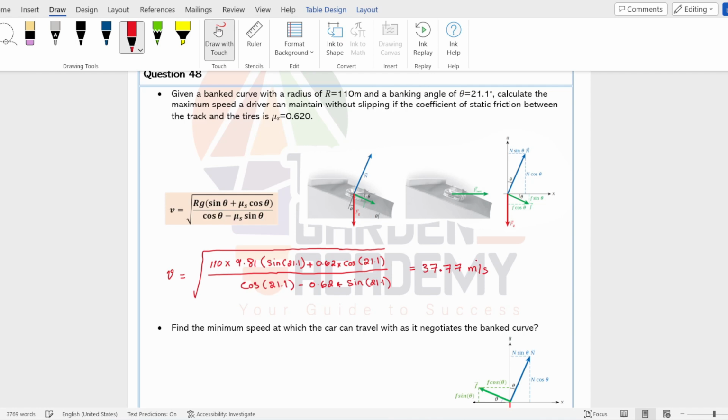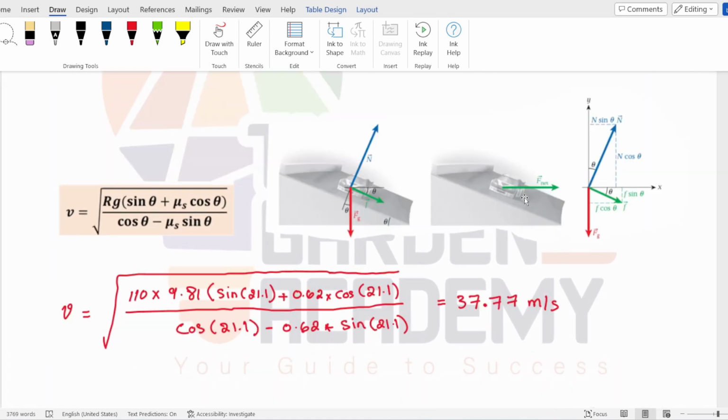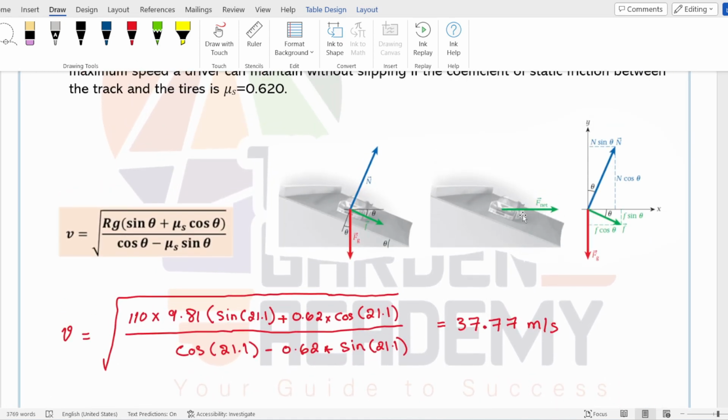Now, what about the next part? If you look at this drawing, it is extremely important, by the way: the free body diagram for this case. Now, in the case of the maximum speed, the force that will keep the car from skidding away while it's curving or rotating is basically the friction force. So it will be pointing towards the center of rotation. This is the friction force.